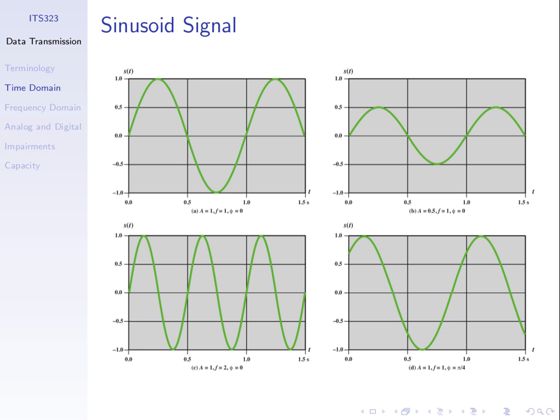Signal C. Peak amplitude of the bottom left signal goes up to 1. 1 sine frequency. We see now that between time 0 and time 1, there are 2 repetitions. That is, we have a frequency of 2. 2 repetitions per second means 2 hertz.